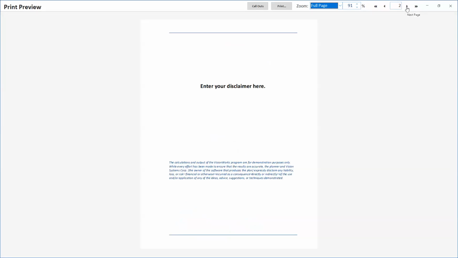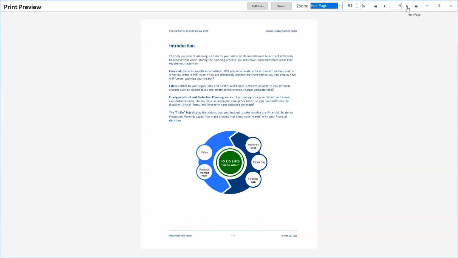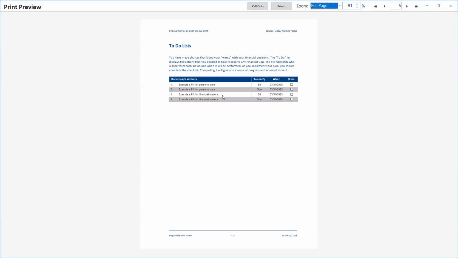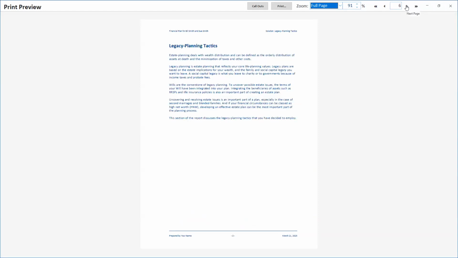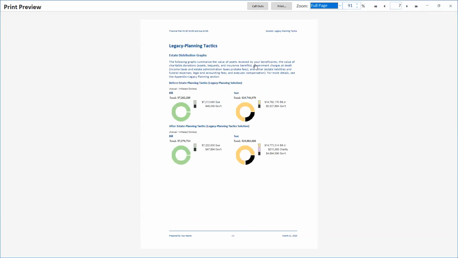So as we go through, of course, the disclaimer, table of contents, little introduction overview, our to-do list, which is just focused on anything legacy related, a little intro, again, editable by you, and then, of course, the estate distribution graphs. So what we see here for Bill is the estate planning tactics for the base case, our legacy solution. And you can see that there's not much difference. There's a tiny difference between the value of what's going to Sue if we look down here under the legacy planning tactics solution.